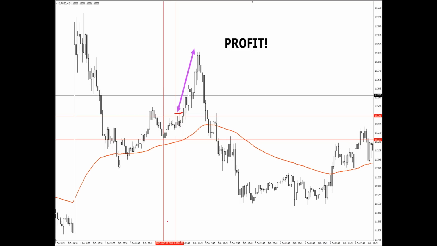5th of October, Euro Dollar, London Open. Now, you can trade the first breakout. Because you're trading on the 15-minute time frame, it should happen during the first hours. So you trade only this one, only where the rules are met.